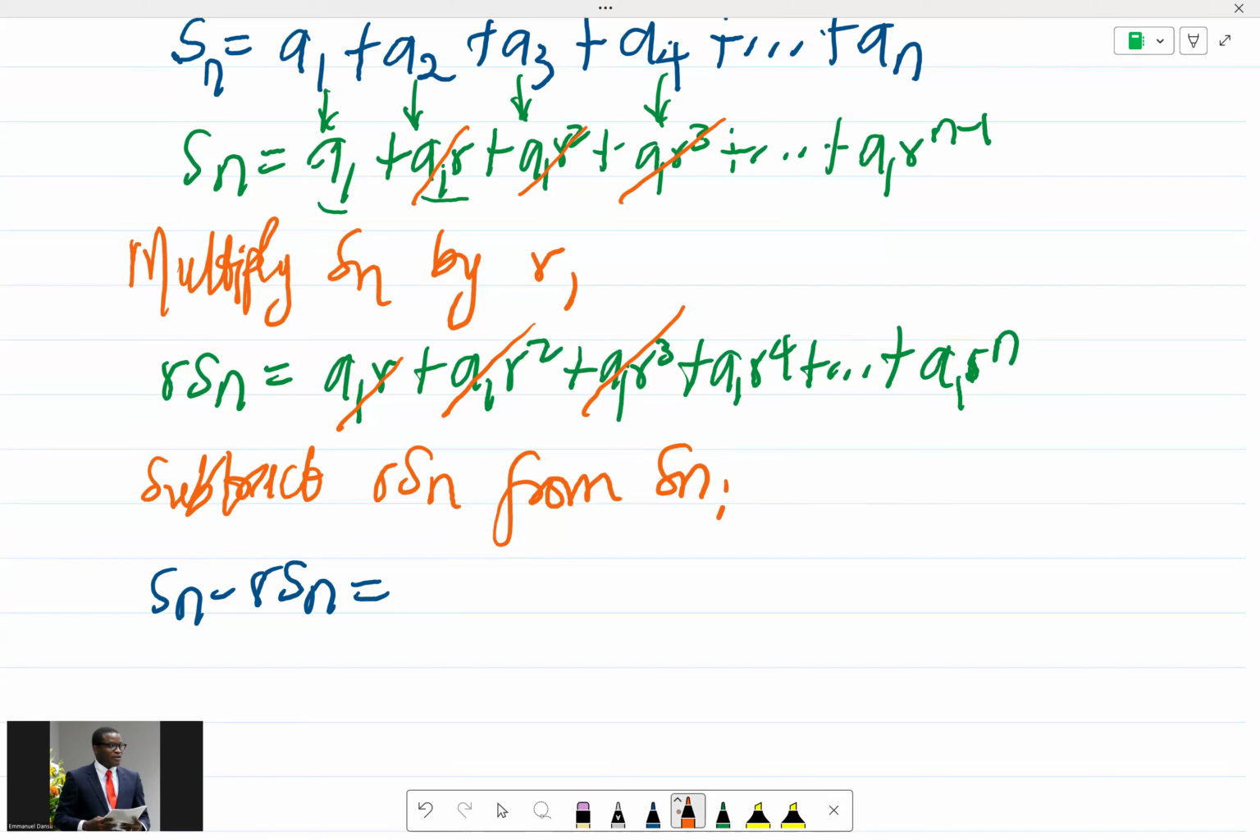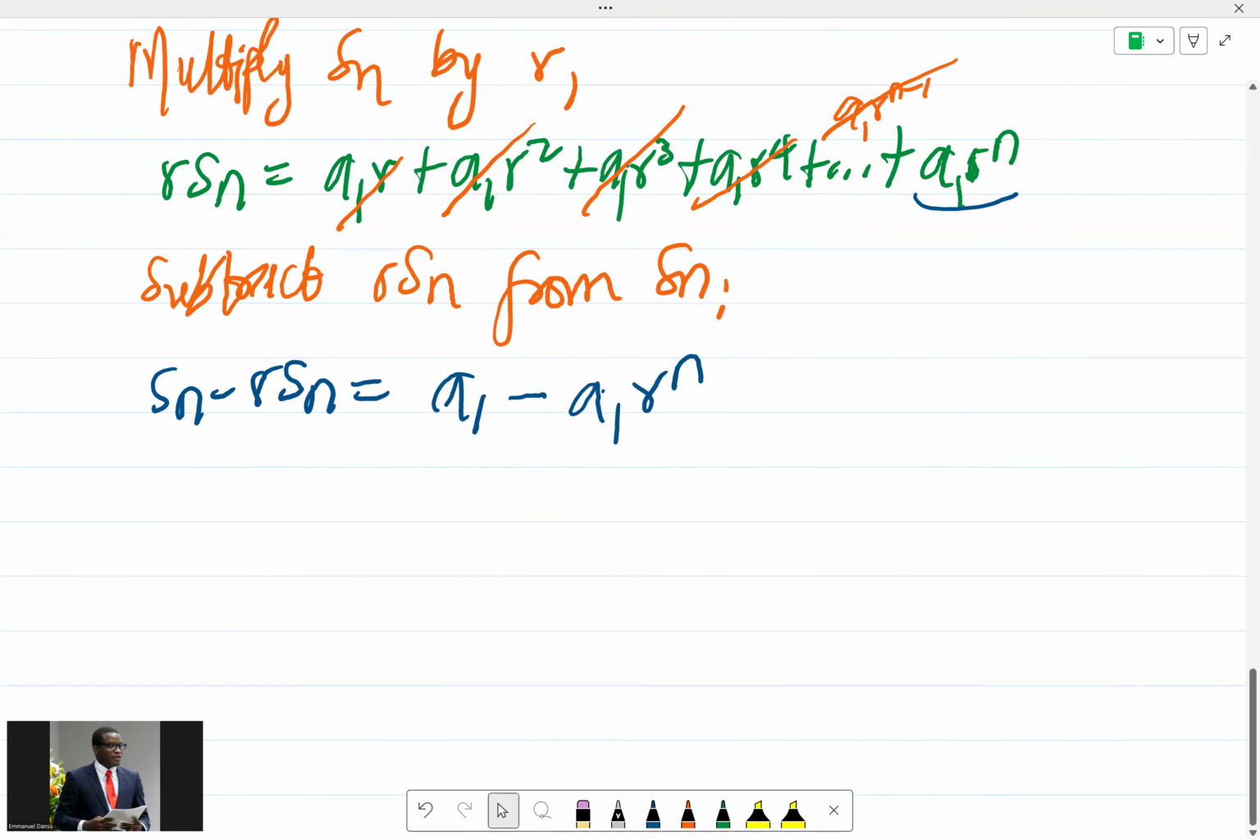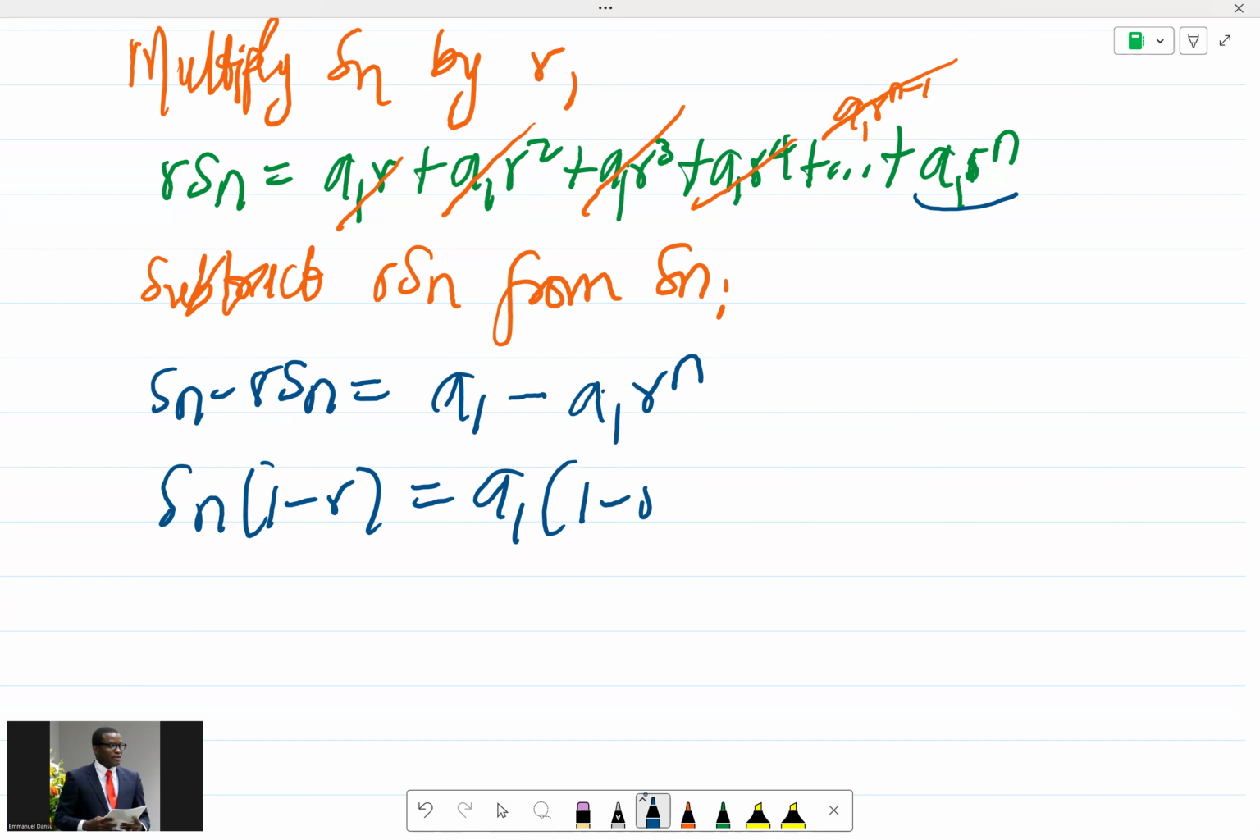Now, of course, if you continue, A1R to the 4 will knock something out here. Then this A1R to the n minus 1, before A1R to the n here, we also have A1R to the n minus 1. So this will surely knock that out. So what do we have? We finally end up having this A1 here, minus A1R to the n. If that is the case, we can also factorize this side. So we have Sn into 1 minus R equals A1 is common, into 1 minus R raised to power n.